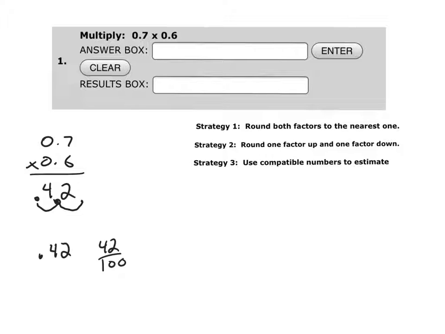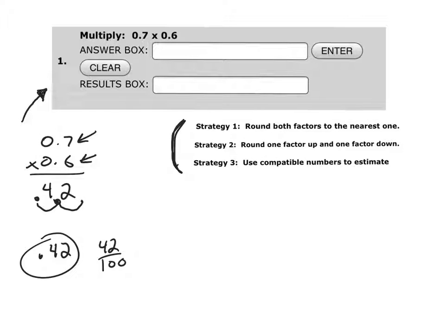Is that a reasonable answer? Well, yeah, because both factors are less than one. So we know that it wouldn't be more than one. So for this one, the estimating probably isn't quite as crucial. Where did I get this problem?